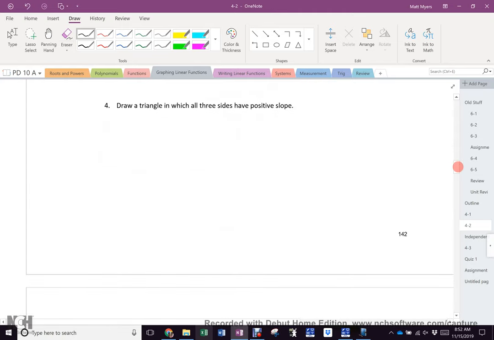All right, number four. You have 5 seconds to draw that triangle. Ready, set, go. 5, 4, 3, 2, 1, 0. You're telling me you can't draw a triangle in 5 seconds. Did you? Yeah. Let's see it.